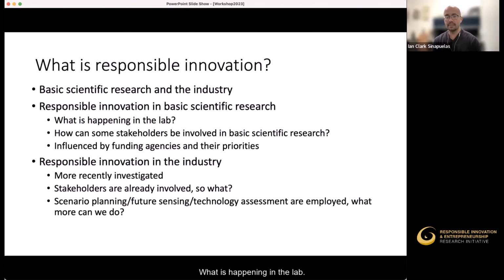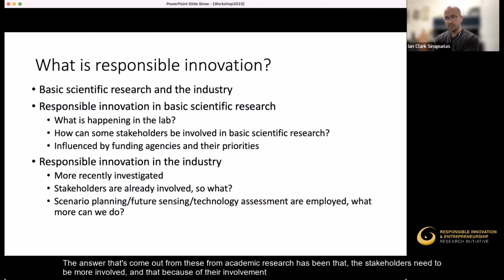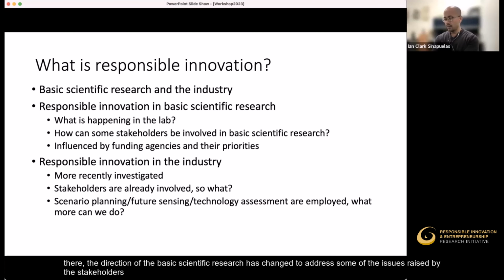What is happening in the lab? And how can the stakeholders, those who probably will be affected or will be recipients of this basic innovation research, possibly regulators, be involved? The question being asked was, how can stakeholders be involved in basic scientific research? The answer that has come out of the academic research is that these stakeholders need to be more involved, and that because of their involvement, the direction of the basic scientific research has changed to address some of the issues raised by the stakeholders.